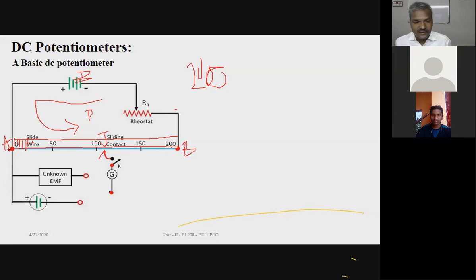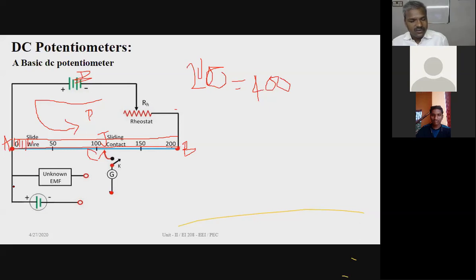Suppose this resistive wire, the potentiometer sliding wire, should be uniform in cross section. It should have uniform resistance per unit length. Say AB is 200 centimeter length, which is equal to say 400 ohms. Suppose J is the contact, so take this point as C.